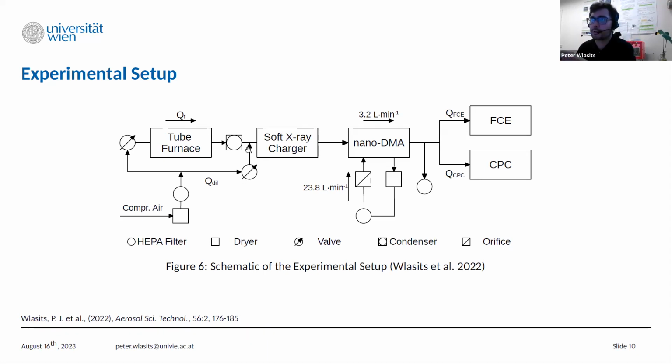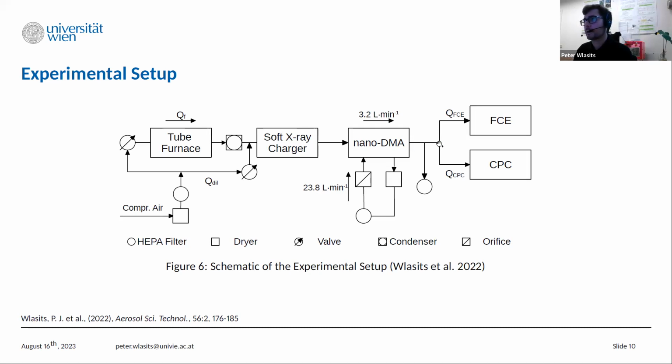Afterwards, we had the dilution flow mixed in if we needed it. Then it's followed by the charging process using a soft X-ray charger. Particles were passed into the nano DMA for the size selection. So after the tube furnace, the particles are polydispersed. After the nano DMA, we cut out the monodispersed slice of mobility diameters. The DMA had a closed loop sheath flow cycle, as you can see here. The sheath air was again dried and filtered, and the flow rate was maintained using a critical orifice, so you can see approximately 24 liters per minute.